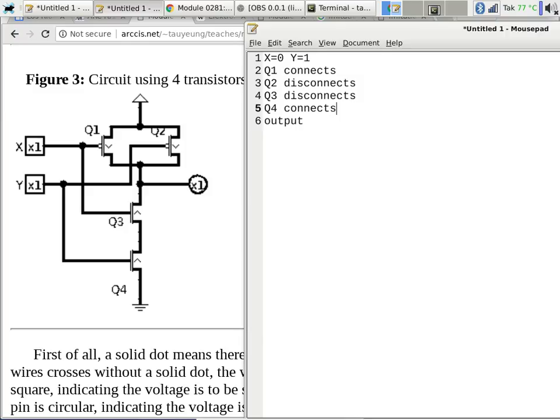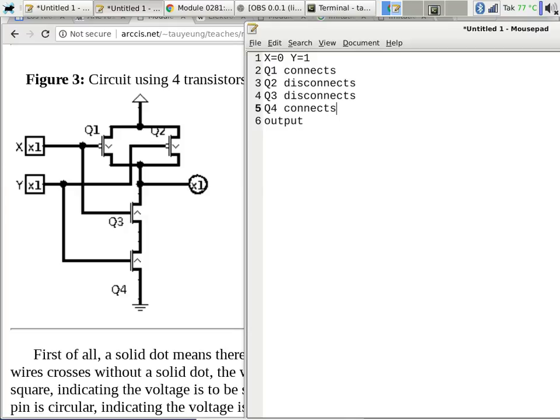Okay? So we want to double check. So now we go from the output pin, make a left turn, go to Q3. Q3 disconnects. It is as if this thing is not here. We hit a dead end. That is what we want. Okay? Cool. So that means the output is 1 or 0.